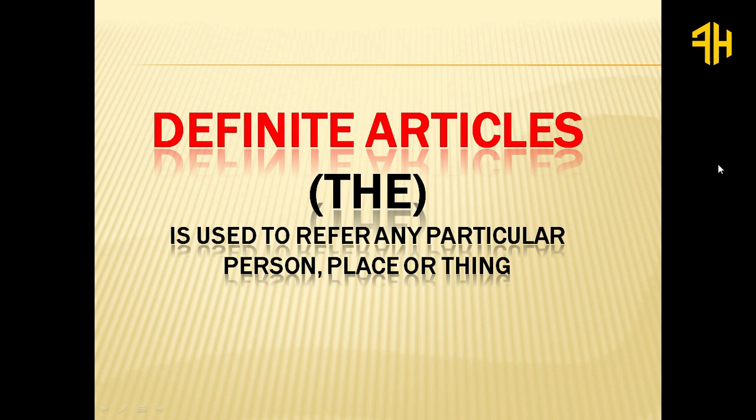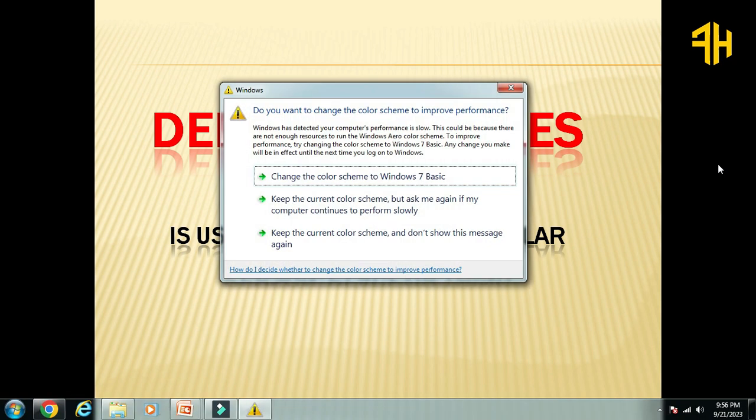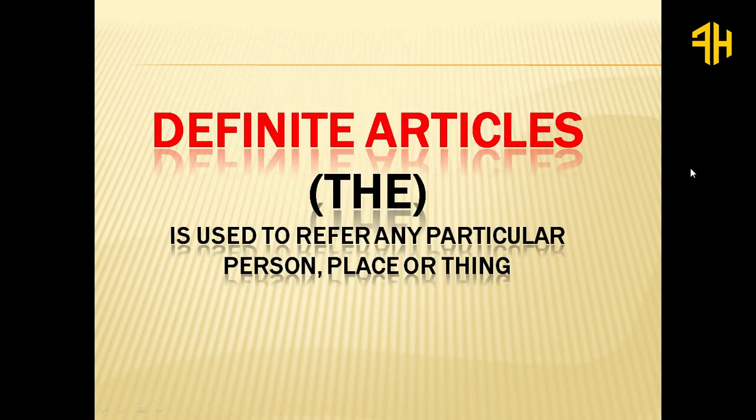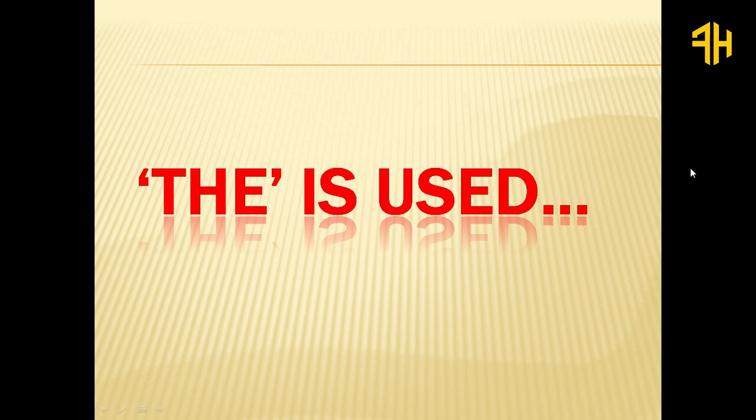Definite articles. The is used to refer to any particular person, place, or thing. The is used before unique objects, that is the sun, the sky, the moon. Before the names of mountains, rivers, oceans, deserts, that is the Indus River, Mount Everest.